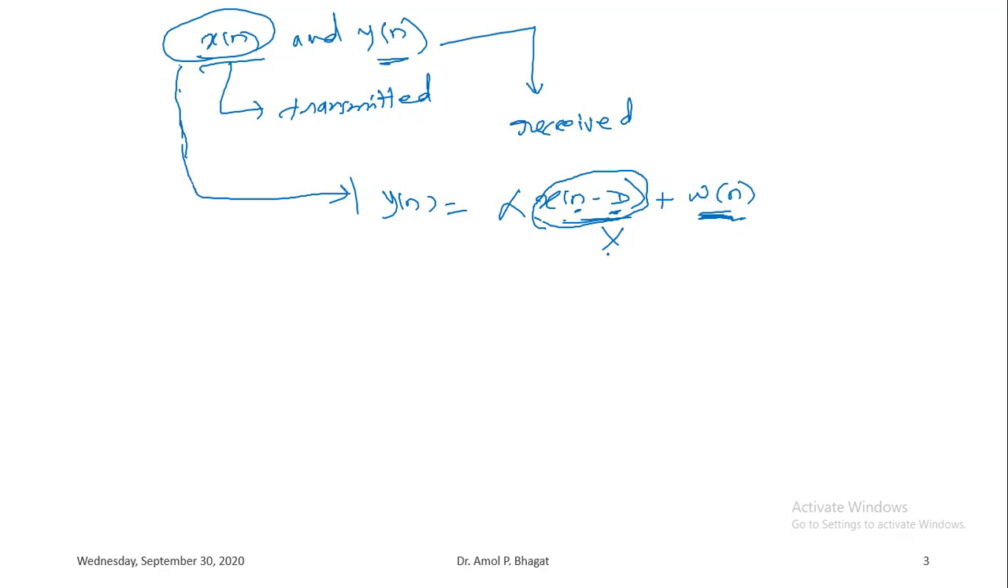The signal x of n minus D, which is nothing but the transmitted signal delayed by capital D, is heavily corrupted, obviously due to the additive noise, to the point where visual inspection of y of n does not reveal the presence of an object in the space where you are searching. So for this purpose we can use the correlation operation. Correlation provides us with a means for extracting this important information from signal y of n.